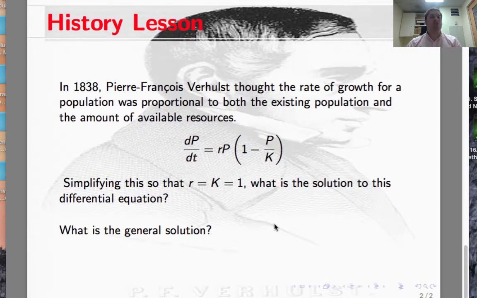But more importantly, I want you to consider the case when r and K are not equal to 1. r and K are variables now. They could be anything. What's the general solution? I would love it if you would just turn this in tomorrow. Just write this solution out and tell me what the general solution is to this differential equation.